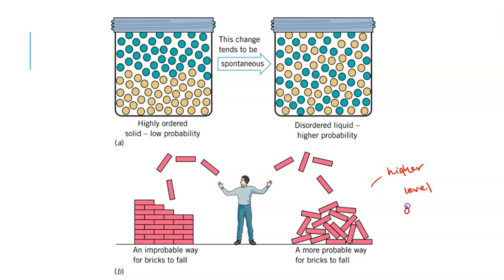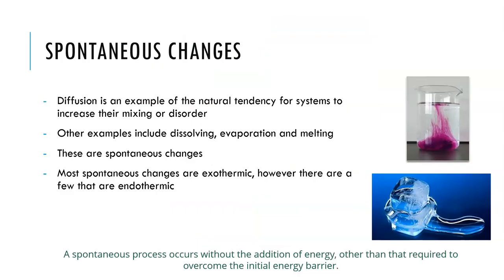So what we're saying is that spontaneous processes tend towards a higher level of disorder. This is a universal law, and you may have heard the term entropic death. And entropy itself is a tendency for the system or the universe to head towards a greater level of disorder. So spontaneous changes are ones that occur without the addition of energy other than that required to overcome the initial energy barrier, i.e. activation energy.